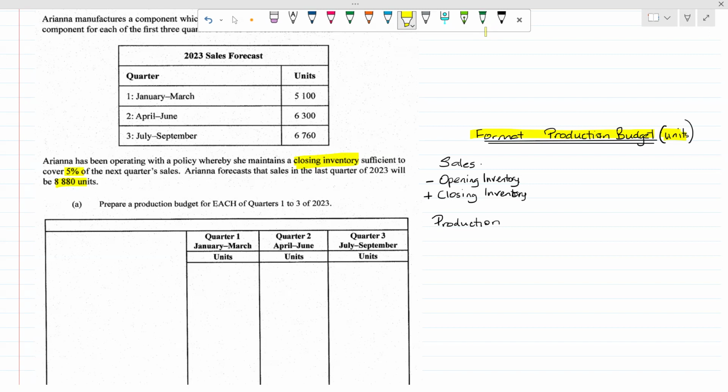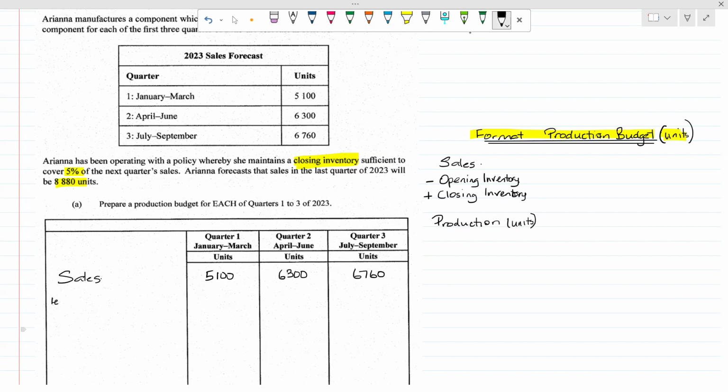So in preparing the production budget, we usually start with our sales figure. Right, so we could write in the sales figure, or this is budgeted sales. So we anticipate in this quarter to sell 5,100 units, 6,300 units, and 6,760 units. Now, the format that I've listed is a very simple format. Sales minus your opening inventory plus your closing inventory will give you a production in units. And this is essentially what we're going to use here.